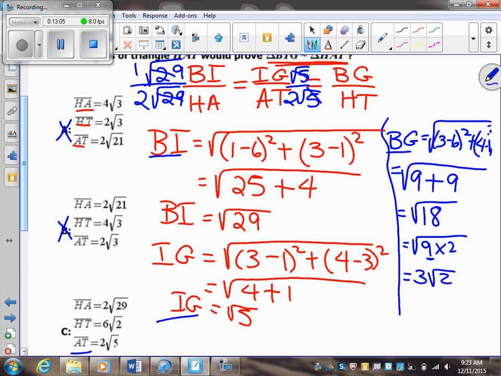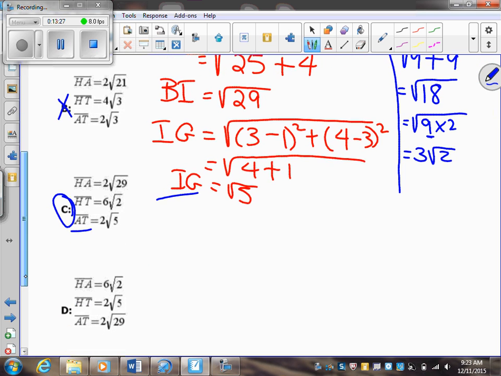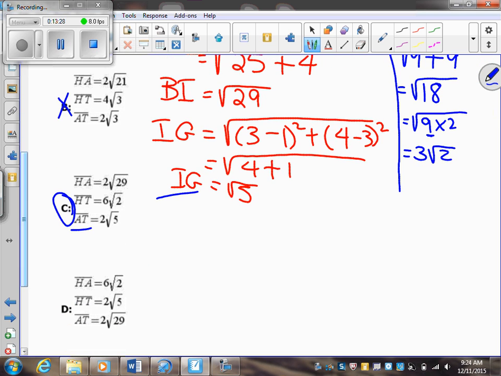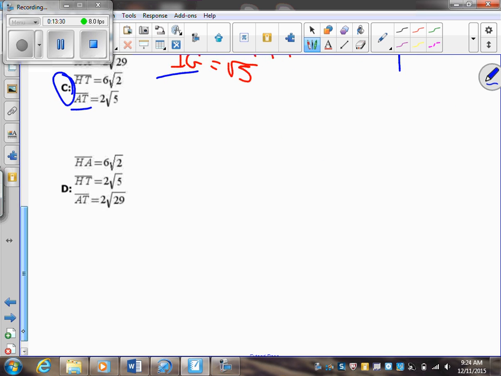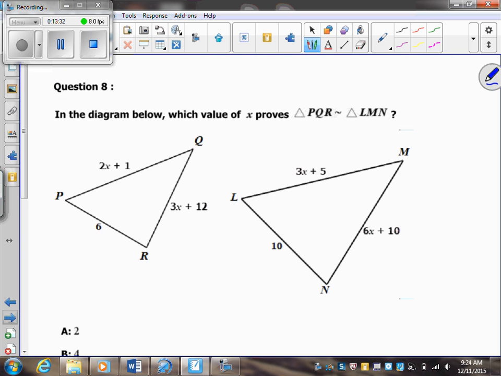And the last one is BG. For BG, I got 3 square root of 2. And the other one is 6 square root of 2. So the square root of 2 would cancel out. 3 over 6 gives you 1/2. Now you got the right answer. So yeah, I know it takes a little bit longer than the other problems, but this is a good way to practice your distance formula. So make sure you're doing it. There will be one question like this on your test.